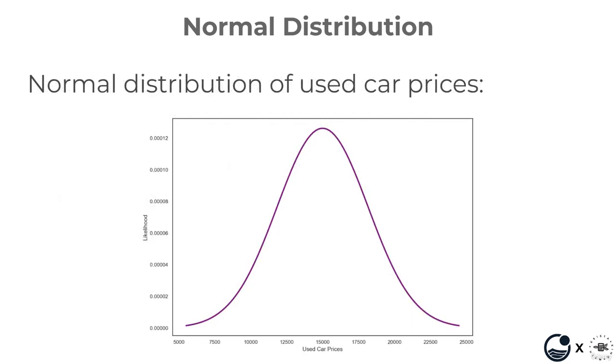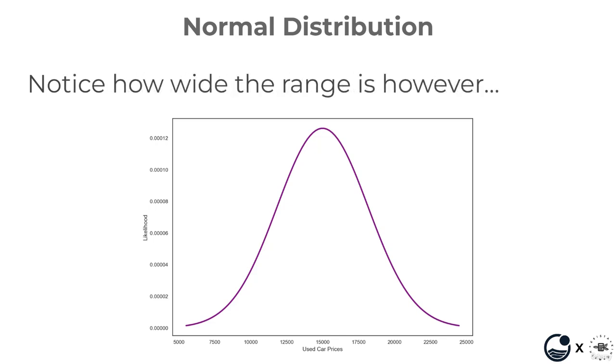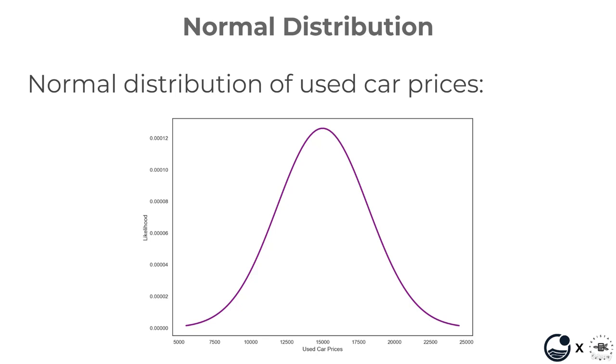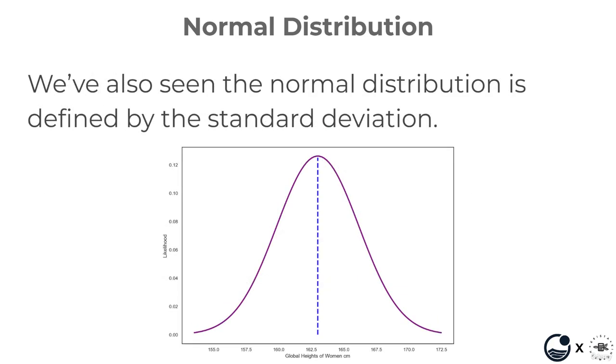So here we can see a normal distribution of used car prices. And for a second, you may be thinking, hey, this looks exactly the same as the chart you just showed earlier for the heights of women. However, you should notice that the range on the x-axis is a lot wider. Here, we're going all the way from like $5,000 to $25,000, where previously, if you were to take a look back at the other slides, notice that this is actually a much tighter standard deviation in terms of centimeters.